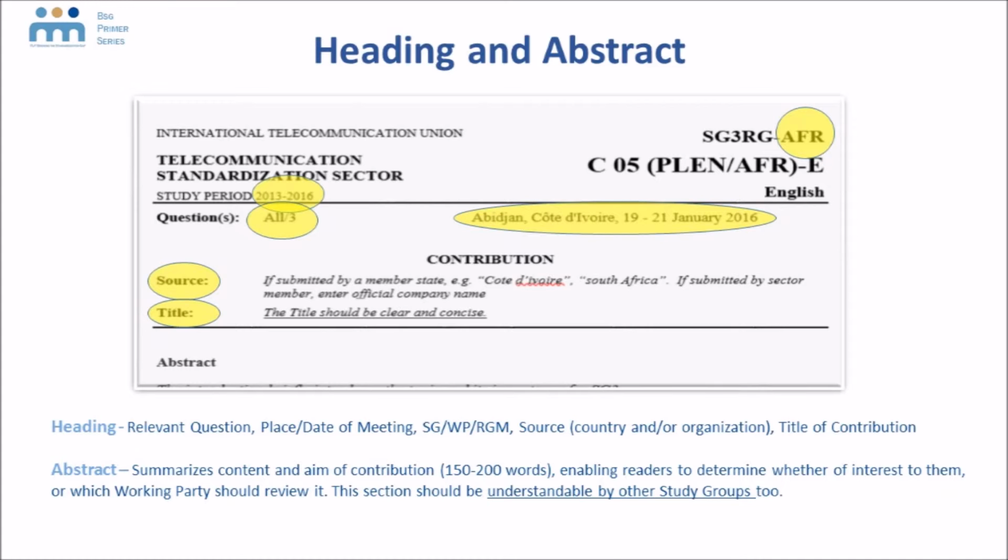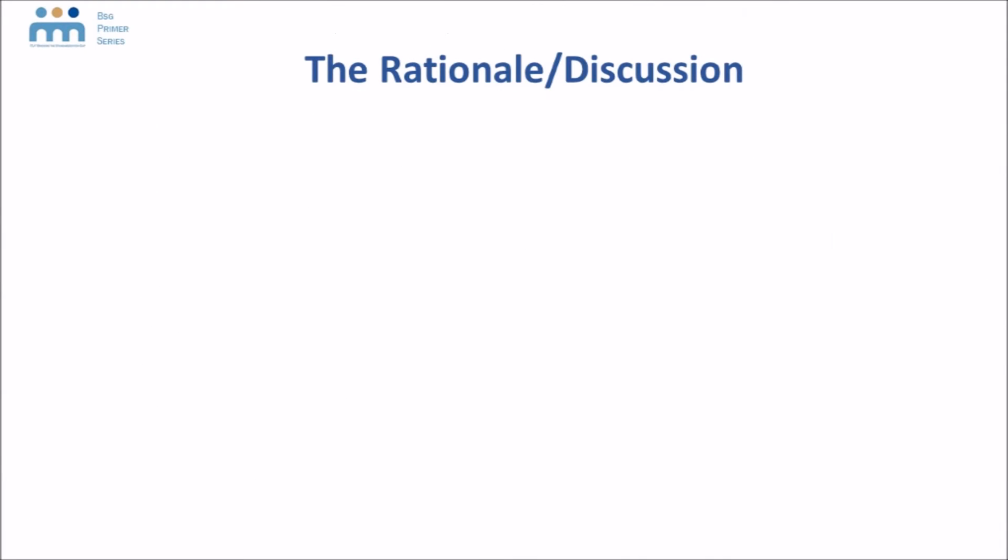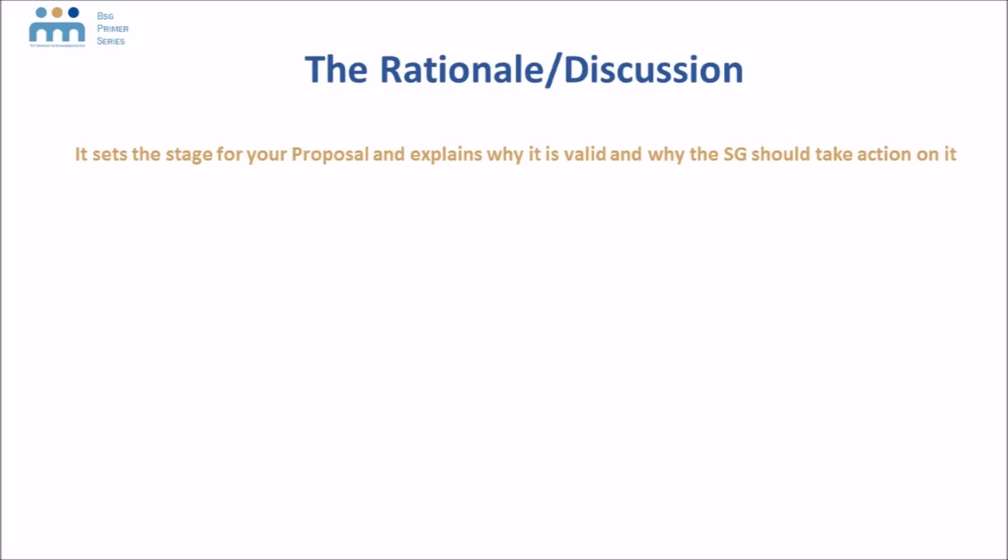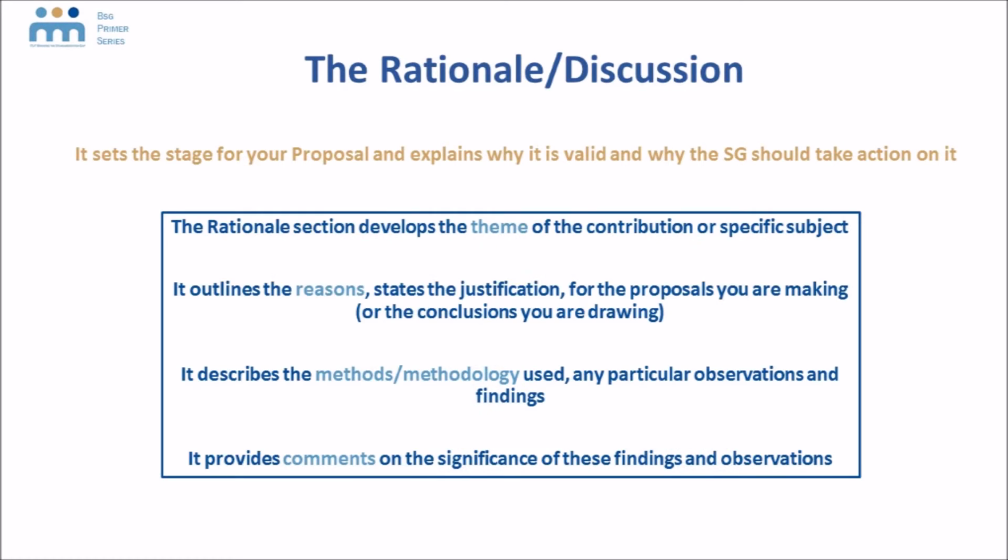What are the two most important sections of your contribution? Well, really, it's the rationale or the discussion and the proposal. The rationale discussion is the section that allows you to set out the reasons, the justification of why you're making a particular proposal. It describes the methods or the methodology you've used. It comments on the significance of any findings and observations that you've made.